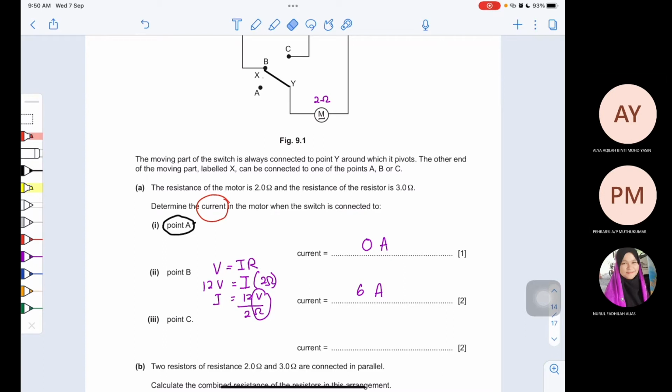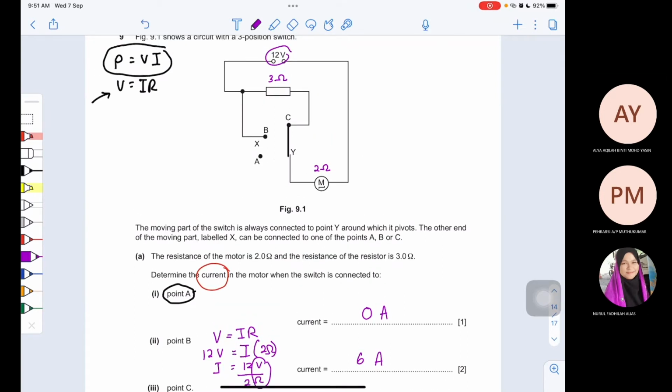Okay. Next. When the switch is at point C. So kalau dekat point C, okay, dia dekat sini. Okay. So what's the current? Okay, kita tengoklah. Dia lalu mana.